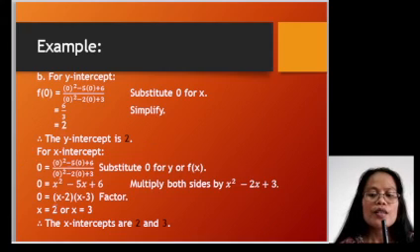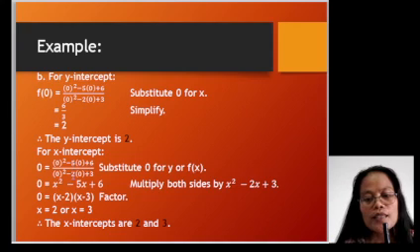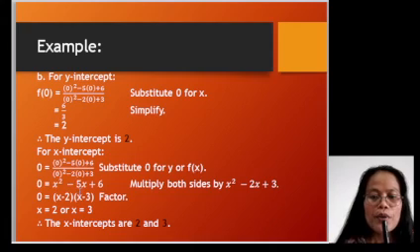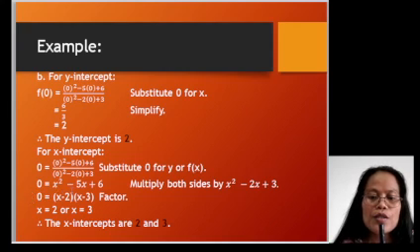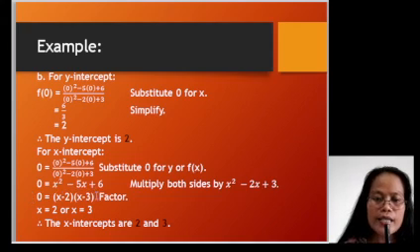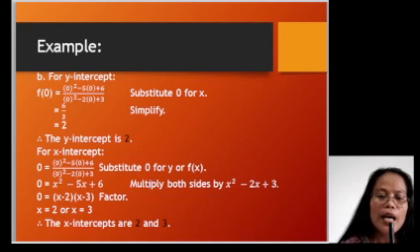And if we're going to solve the x-intercept, so we have to substitute 0 for y or f of x. So we have here 0 equals x squared minus 5x plus 6, because we multiply both sides by x squared minus 2x plus 3.